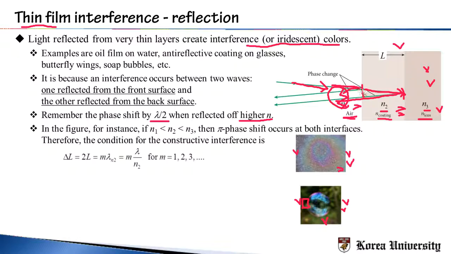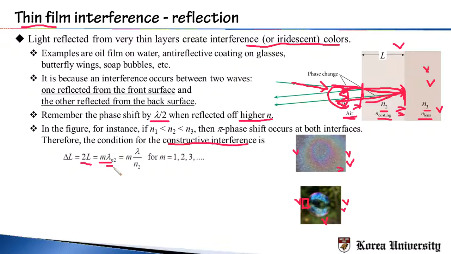So the first wave is reflected here, and the second wave travels in and gets reflected, so therefore twice the thickness of this thin film will be the path difference, which is 2L. Okay, so if this is an integer multiple of the wavelengths, that will be the constructive interference condition. Okay, but here we have to consider one thing.